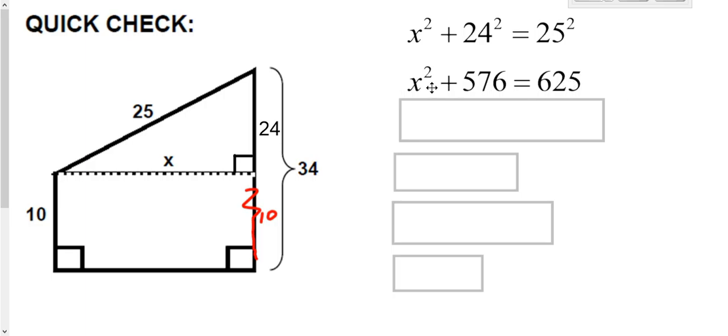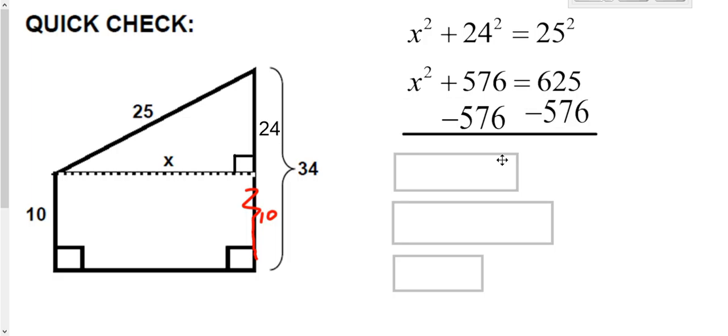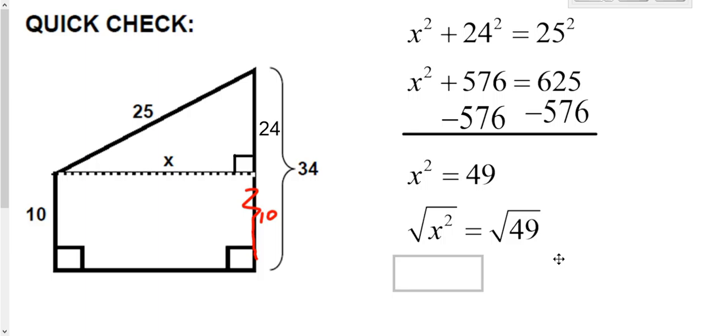So now we'll isolate the x term, get rid of this plus 576 with minus. So we end up with x squared equals 49 over here. Now we're ready to take our square root of both sides. And we get x equals 7. The square root of 49 is 7 exactly. A few more examples to look at.